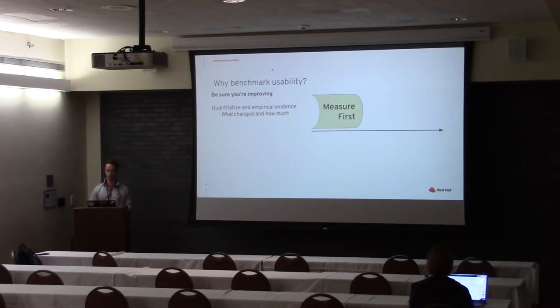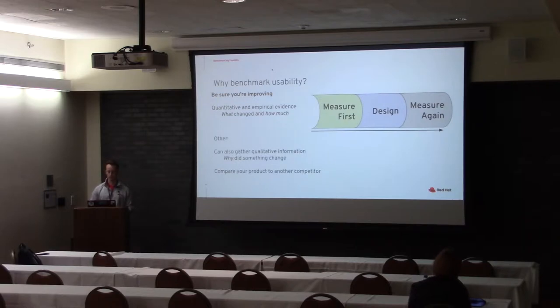So this is pretty much as simple as measuring wherever you're at, making some kind of change to the product or system, and then measuring that again, comparing those measurements. And this is the core of benchmarking usability. There are some other side pieces to it as well, like you can get qualitative information that isn't a numerical metric, but can dig into the why something changed. So maybe users add a project to OpenShift twice as fast, but qualitative information lets us know why that's actually changing, what's driving those quantitative metrics.